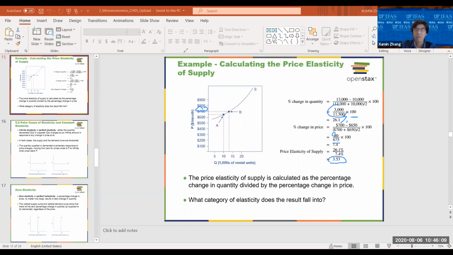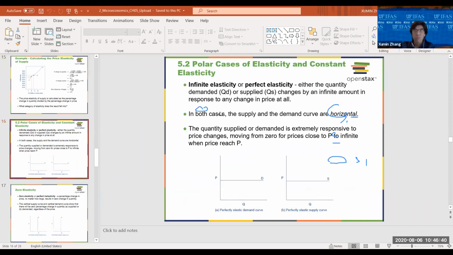When we see this is well greater than 1, production is elastic. This means that once the price changes, the quantity supplied changes very responsively. We have several very specific, extreme scenarios, such as a flat or horizontal line.